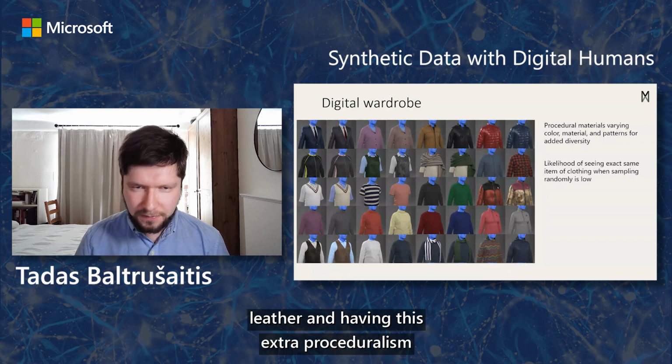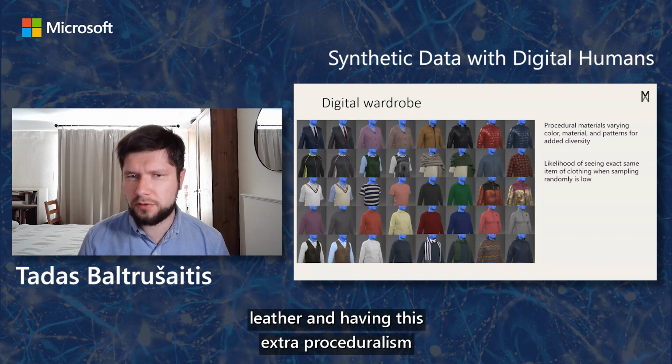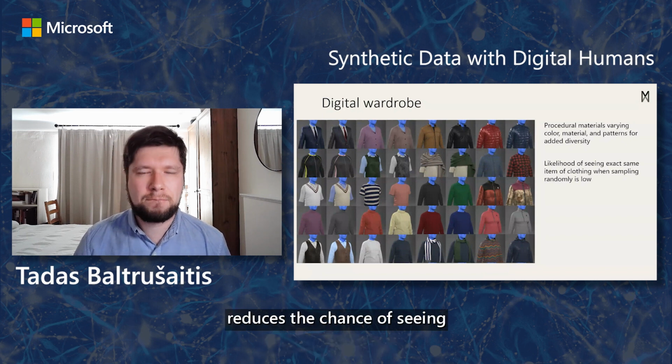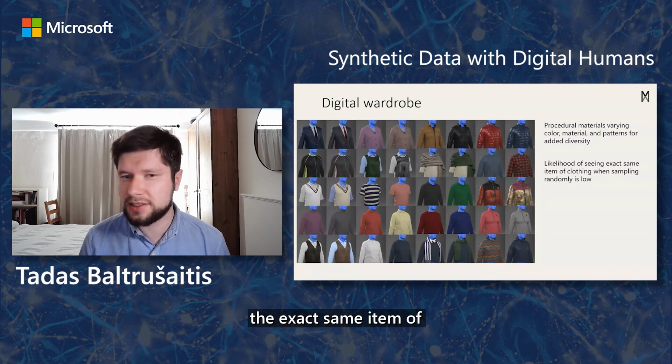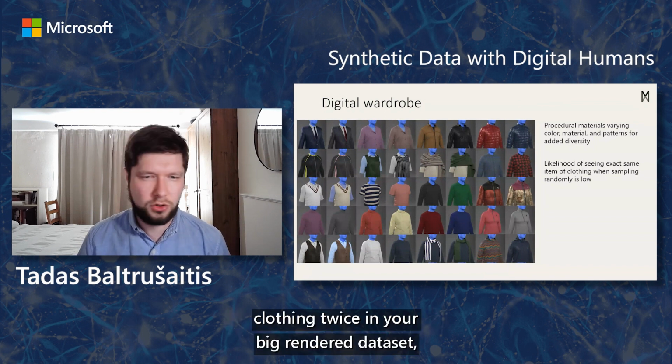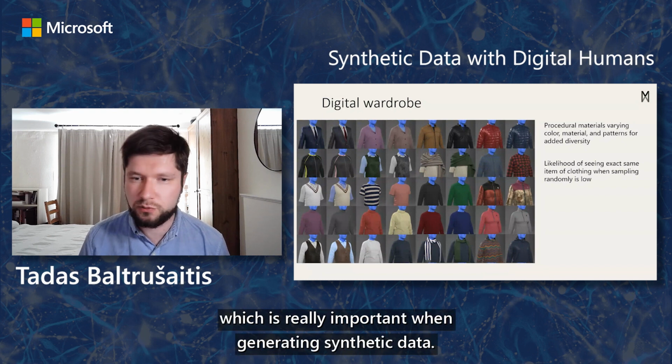And having this extra proceduralism reduces the chance of seeing the exact same item of clothing twice in your big rendered data set, which is really important when generating synthetic data.